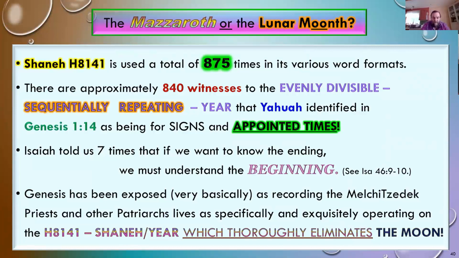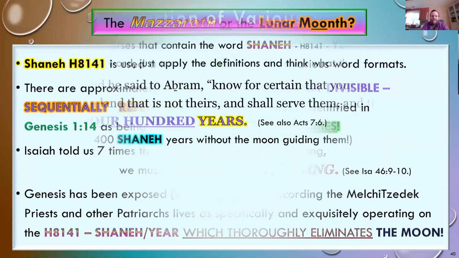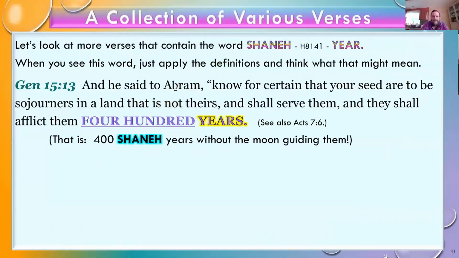Isaiah told us 7 times that if we want to know the ending, we must understand the beginning. And for an example of that, you can look in Isaiah 46:9-10. Genesis has been exposed, basically, as recording the Melchizedek priests and other patriarchs' lives as specifically and exquisitely operating on the 8141 Shana year, which thoroughly eliminates any possibility of a lunar year. A collection of various verses. Let's look at more verses that contain the word Shana, year. When you see this word, just apply the definitions and think what that might mean.